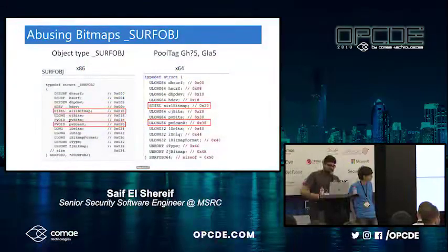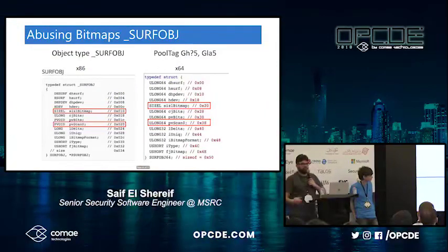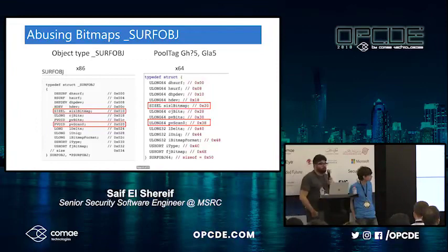The bitmaps in kernel memory are dubbed SURFACE objects. It has a pool tag in the header of Gh05 or GLA5, depending on whether it was allocated to the lookaside lists or the normal kernel pool. And this is how the bitmap structure looks at the kernel memory level. As you can see, I have highlighted two members as well. One is sizlBitmap, which is the width and height of the bitmap that is supplied by the user. And the other one is pvScan0, which is a pointer to the bitmap bits in memory.